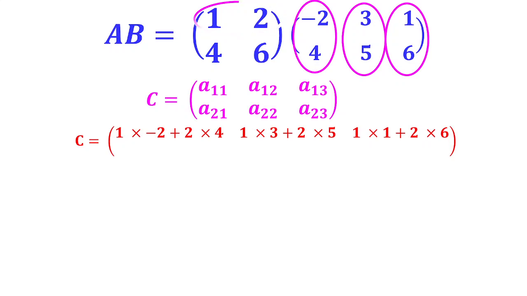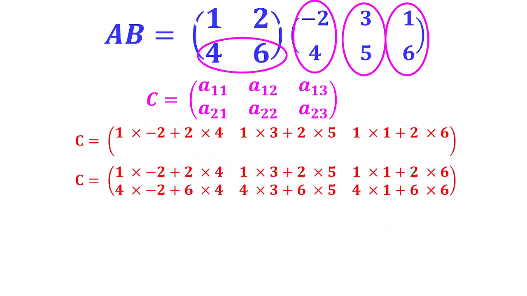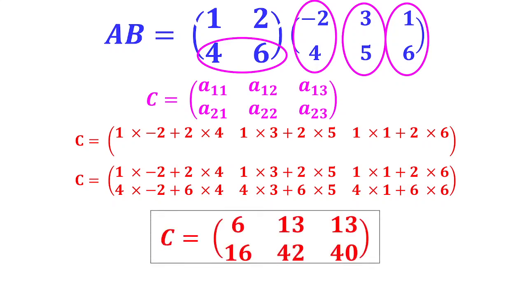Similarly, the second row is to be operated with the first column, second column and third column. 4 into minus 2 plus 6 into 4. 4 into 3 plus 6 into 5. 4 into 1 plus 6 into 6. Simple, add them and give the final matrix as C, which is equal to 6, 13, 13, 16, 42 and 40.